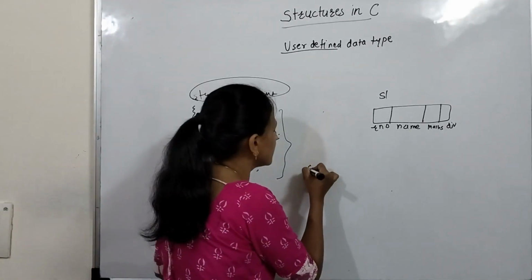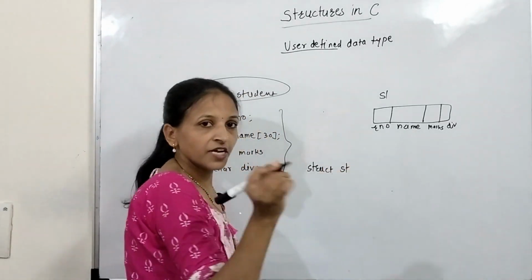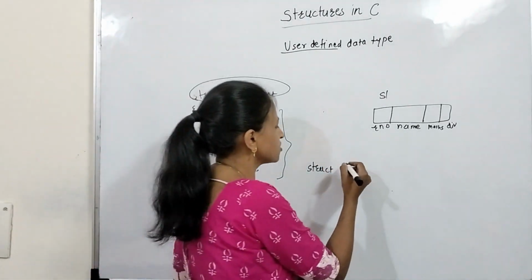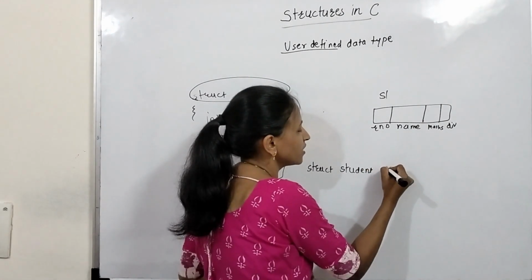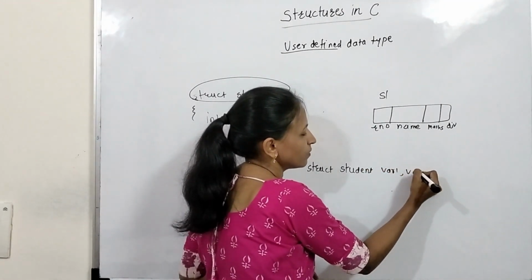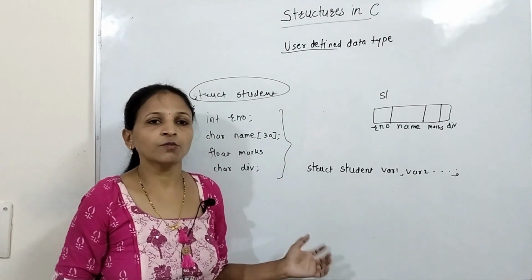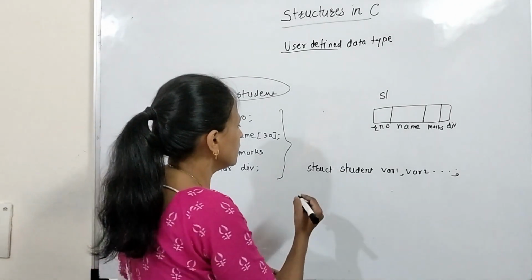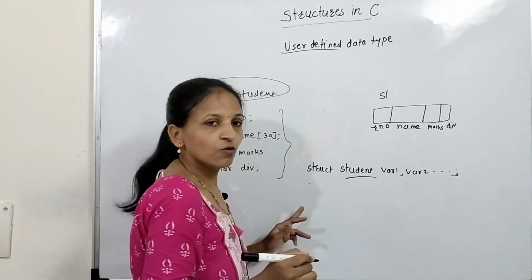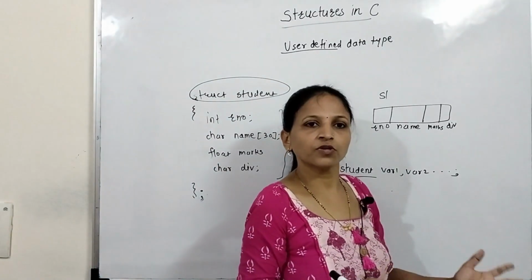It means we will write struct, then the name of that structure. Here the name of that structure is student, and then we have to write the variable name, let's say variable 1, variable 2 and so on. This is the syntax to create a variable of that structure. The general syntax is like this. See, struct, here you have to give the name of that structure, and any number of variables you can create.